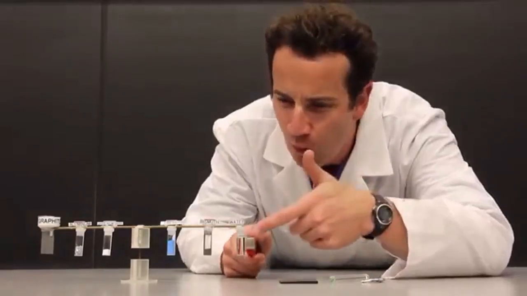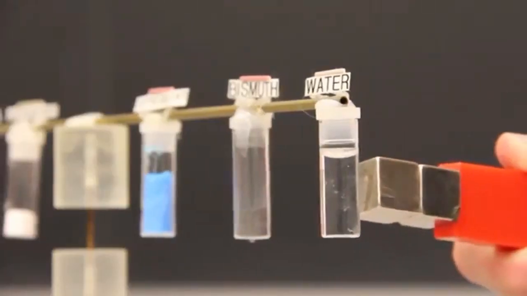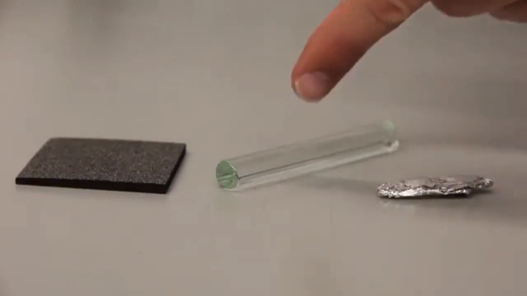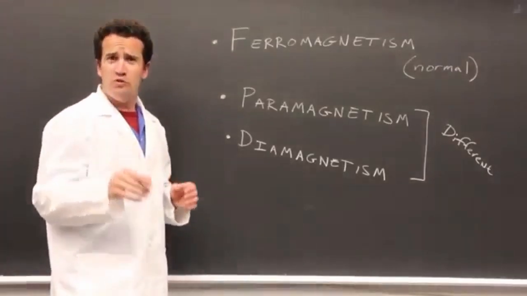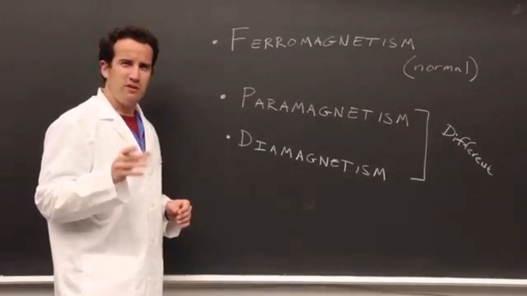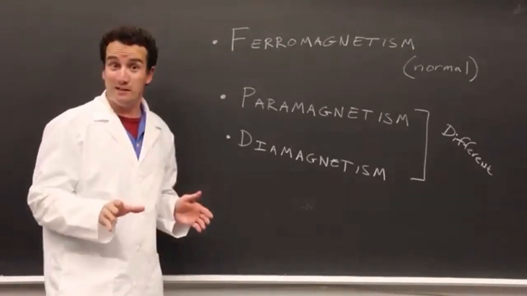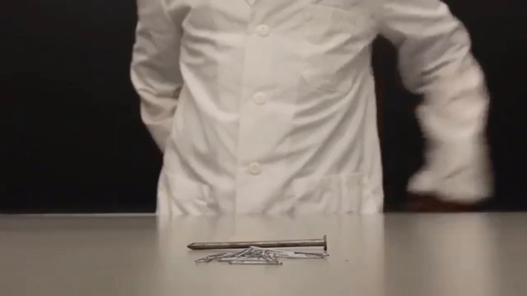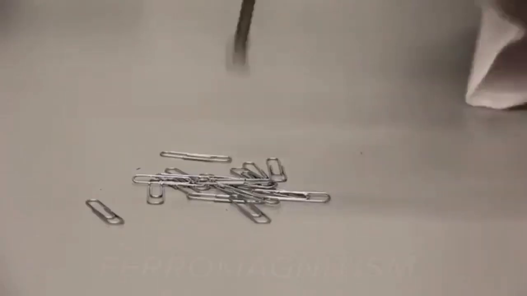You might not think of water as being magnetic, but it is, and so are graphite, aluminum, and glass. This is a new and different category of magnetism called either para or diamagnetism, and it's different from the magnetism that you're used to. You're probably already familiar with ferromagnetism.